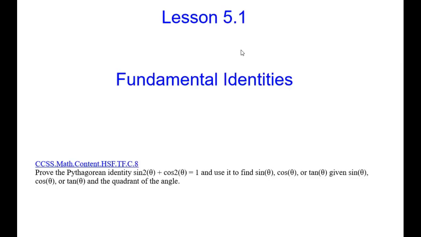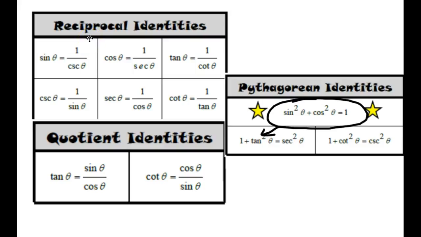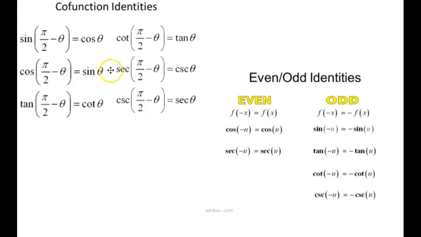Lesson 5.1, Fundamental Identities. In this lesson, we're going to learn all of the different trig identities, or at least the common ones, and then use those identities to rewrite complicated trig expressions into simpler ones. You don't have to write these identities down, they're going to be on your sheet, but the ones we're going to work with the most are the reciprocal identities, the quotient identities, and the Pythagorean identities, as well as sometimes the cofunction identities and the even-odd identities. These ones on this page we probably won't refer to as often.